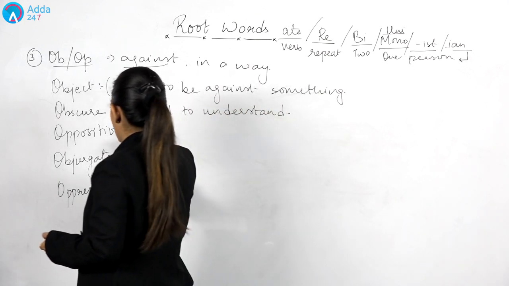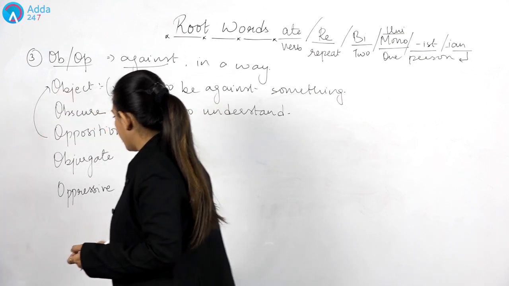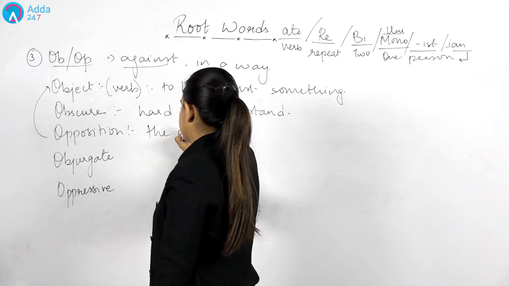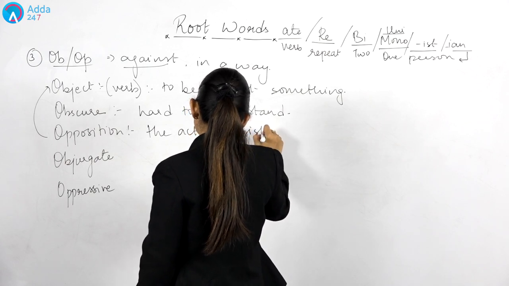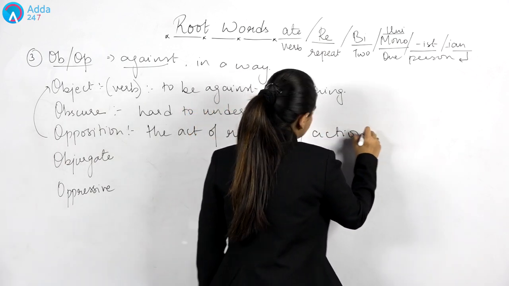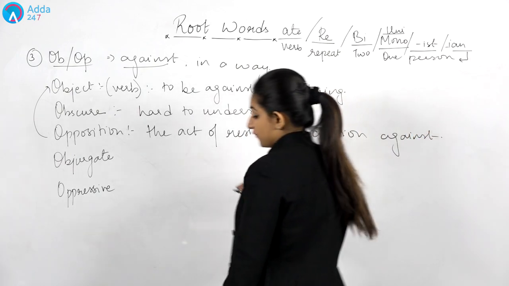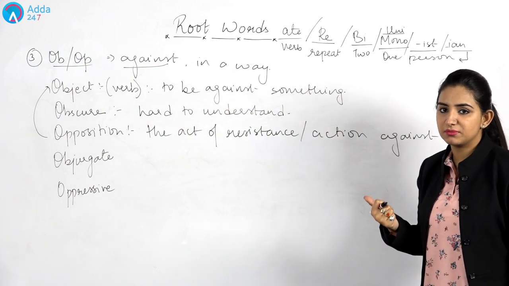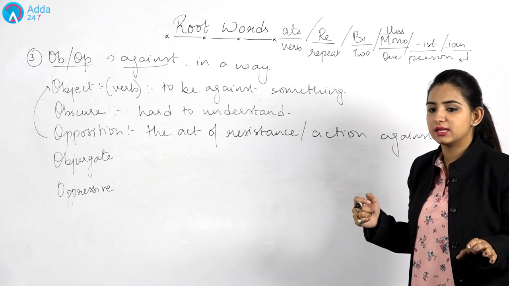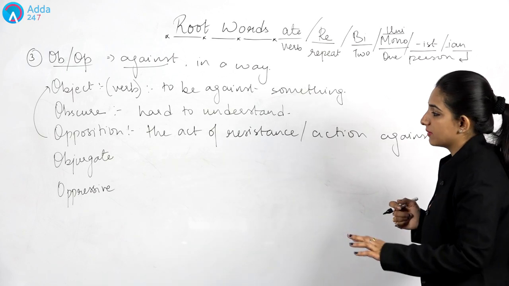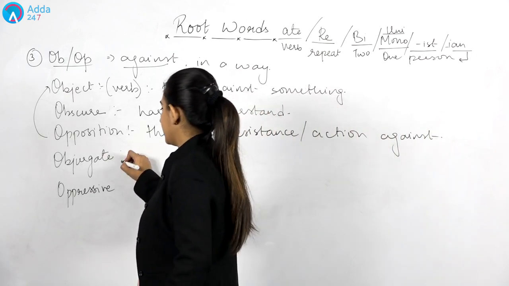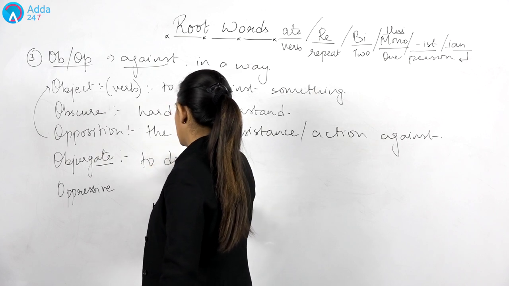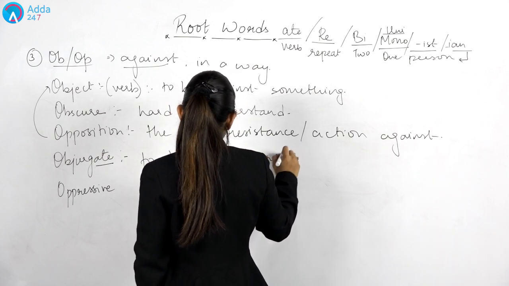Okay. Now, the next word is opposition. Opposition is again like objection, which means to be against something. So opposition means the act of resistance or action against something. If you act against something, that is what we mean by opposition, or the act of resistance. That means you do not accept anything. If you do not understand anything and you don't accept it, you don't agree with it, that is what we mean by opposition. Next is objugate. Again, the word aid is mentioned, and aid defines what? Verb. So objugate, what does this mean? To denounce harshly.